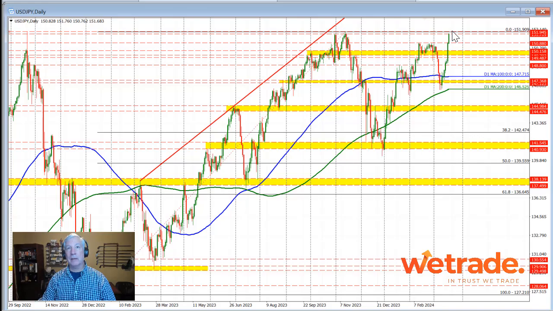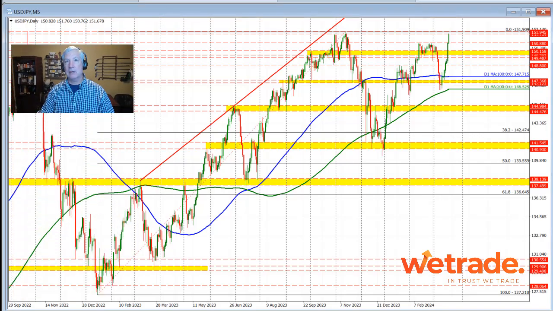So getting above that level would certainly be something that would increase the bullish bias here for the dollar versus yen, even though it's pretty bullish as it is. This level may be a tougher nut to crack as a result of that multi-decade high for the dollar versus yen. At least traders will lean against that level with a stop above it. That's what traders who focus on risk tend to do.